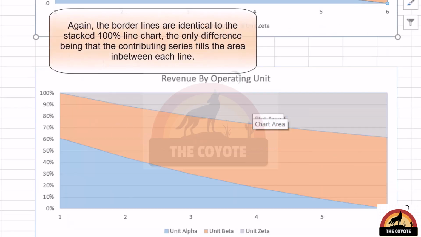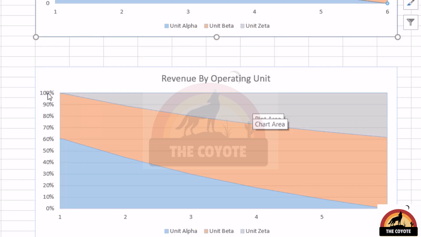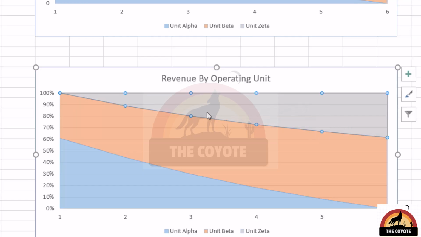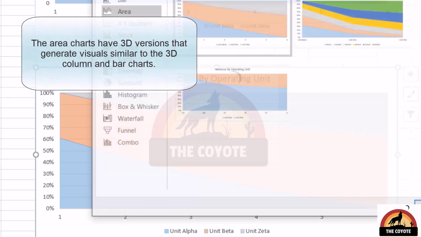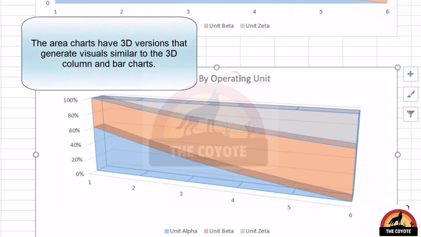Finally, the stacked 100% area chart corresponds to the 100% stacked lines and 100% stacked columns. The total gets set at 100%, with each individual component being filled in with the color that makes up that percentage. So for this gray at the very end, since the height goes from 70% to 100%, that means that approximately 30% of the revenue is contributed by unit zeta. Each of these also has a 3D look to give your charts a little bit more of a wow factor.